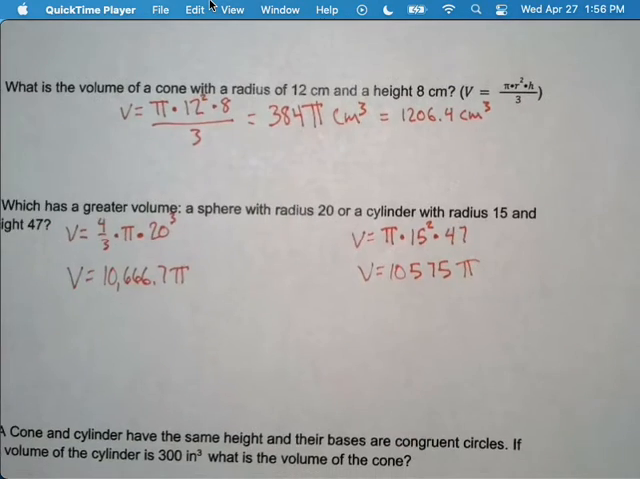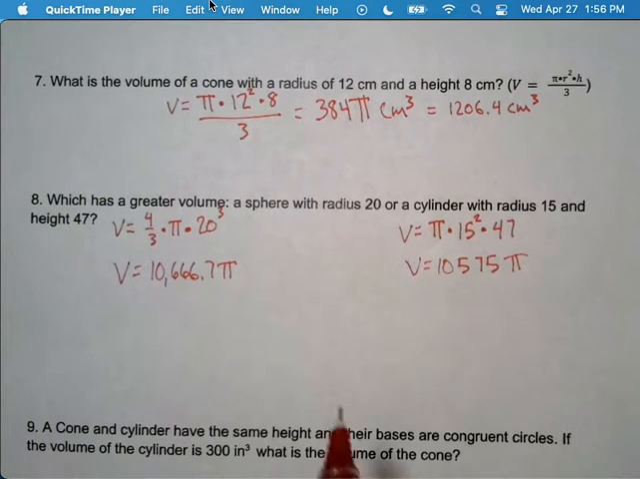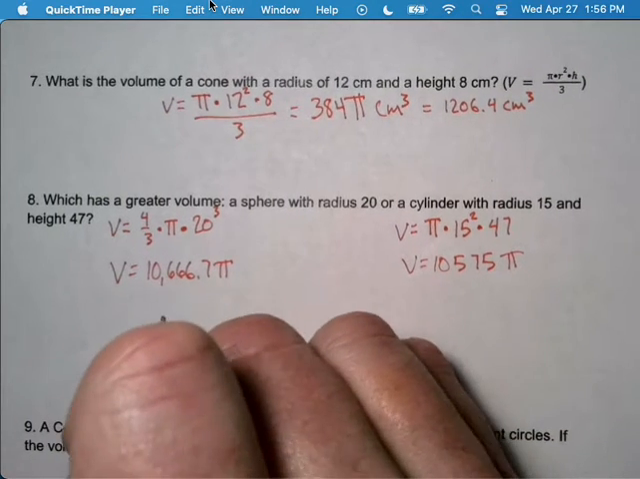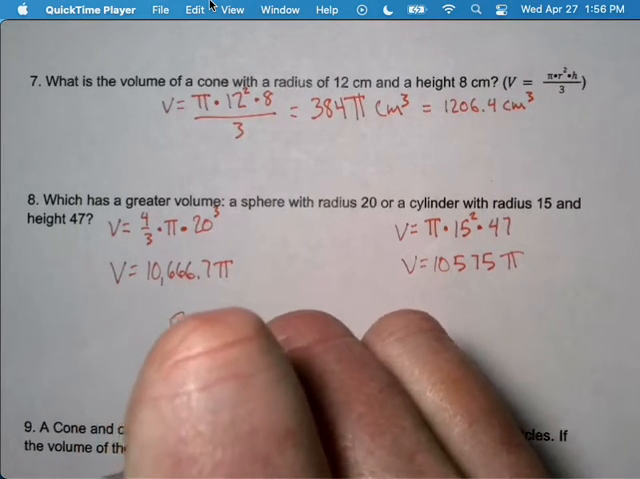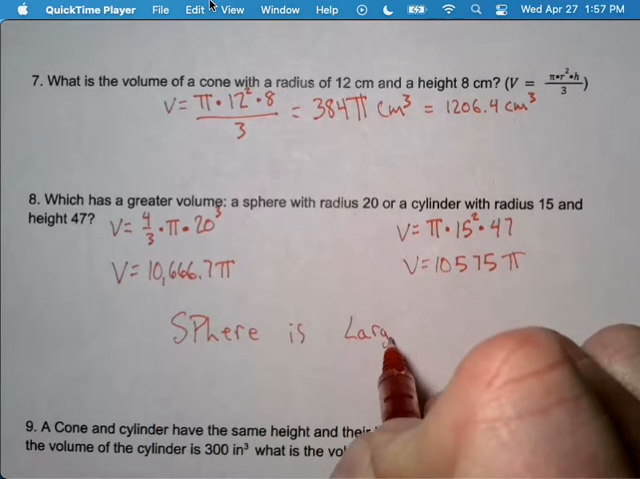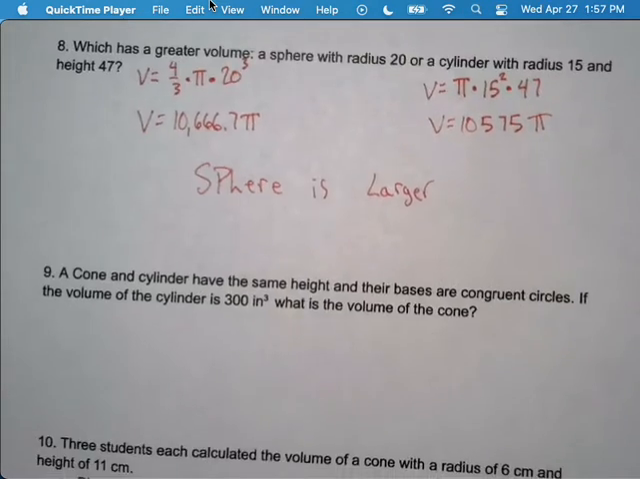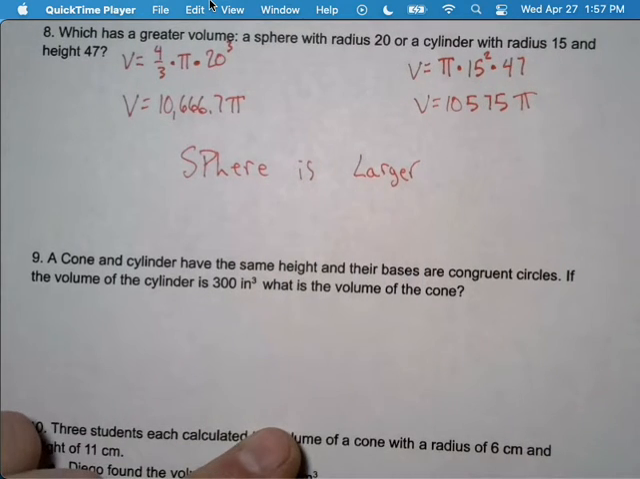So what were we looking for? The biggest one, which has the greater volume. So which one is it? The sphere. The sphere has the larger volume. Sphere is larger. Okay?